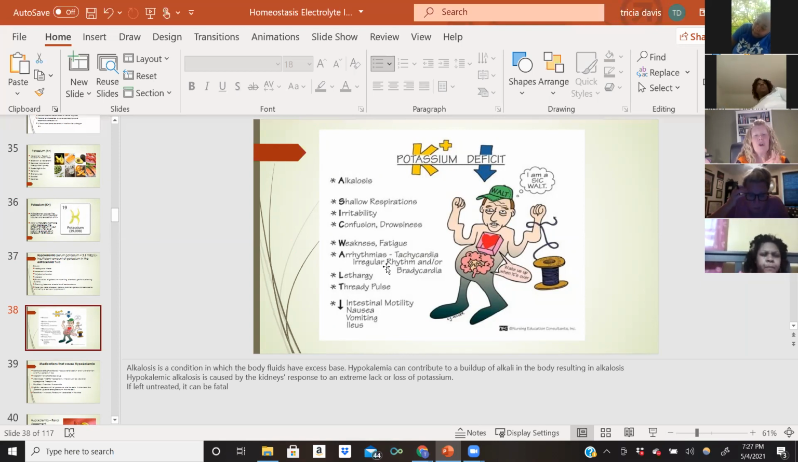Hypokalemic alkalosis is caused by the kidney's response to an extreme lack or a loss of potassium. And like we said earlier, if it's left untreated, it can be fatal. So your patients will present with shallow respirations. They might be irritable. They may be confused and appear to be drowsy. They're going to be very weak and they're going to have fatigue.